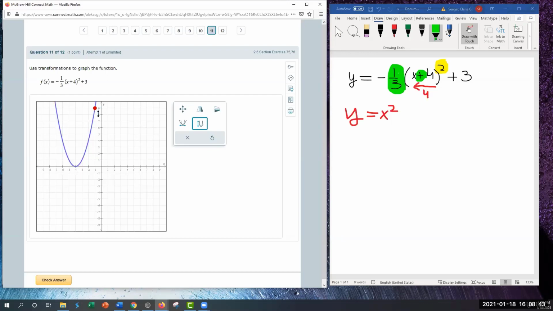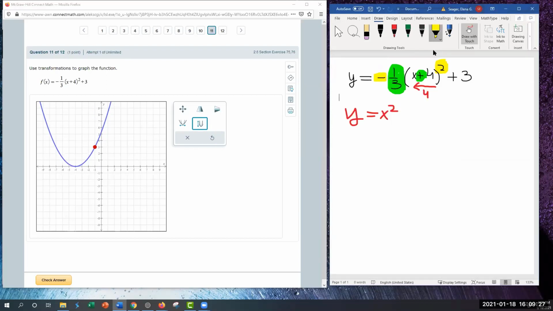So we use this point to compress this graph 3 times. The y coordinate is 9. Then multiply 9 times 1/3, the same as dividing 9 by 3, and we're getting 3. So this point becomes a point with y coordinate 3, but the x coordinate is still the same. Now we're done with this operation.